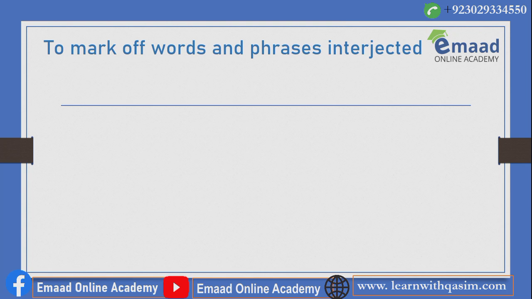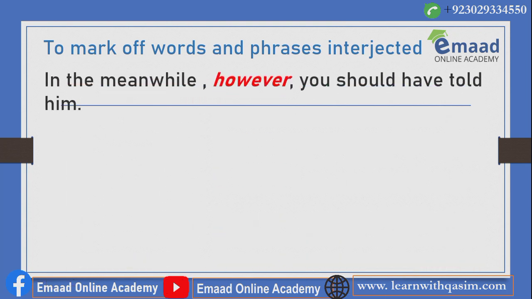We also use a comma to mark off words and phrases interjected. For example, in the meanwhile, however, you should have told him. So here, however, we use a comma to indicate that we have interjected it, such as however, therefore, by the way, nevertheless, moreover, etc., that have been interjected into a sentence.